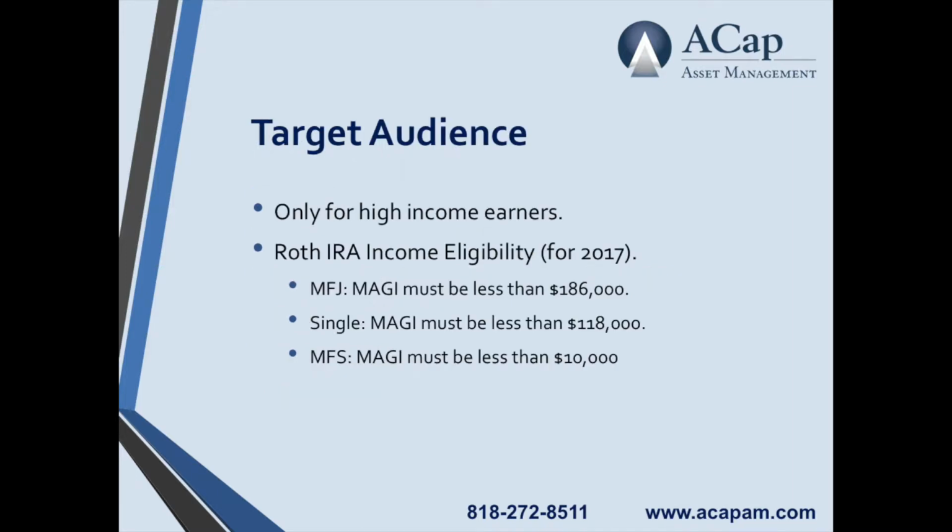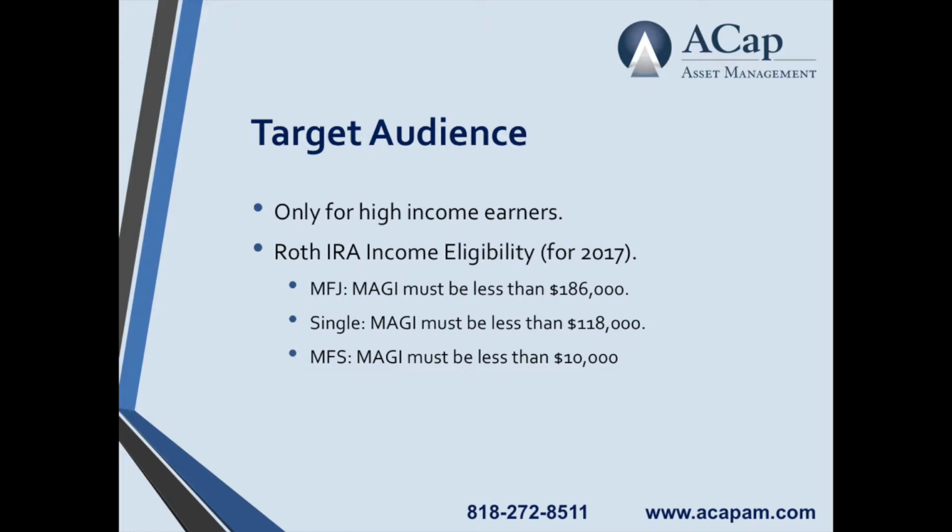So the target audience. The backdoor Roth IRA is only for high-income earners, because if your income is below the IRS limits, you can directly contribute to the Roth IRA, and you do not need to use the backdoor strategy. So what are those limits? If you are married filing jointly, this is as of 2017, if you're married filing jointly and your modified adjusted gross income is less than $186,000, then you can directly contribute to the Roth IRA, and you do not need to do the backdoor strategy.